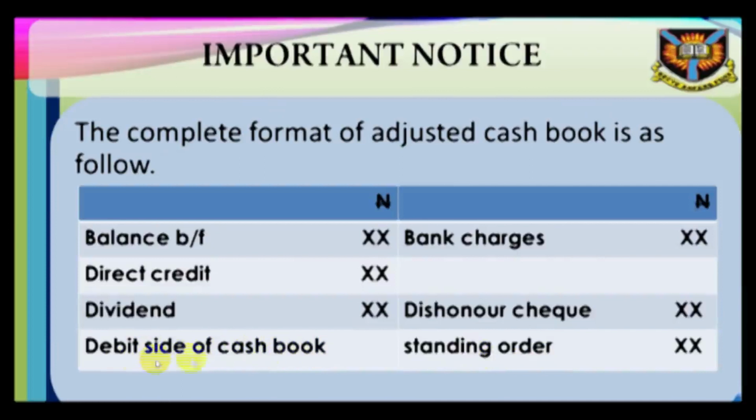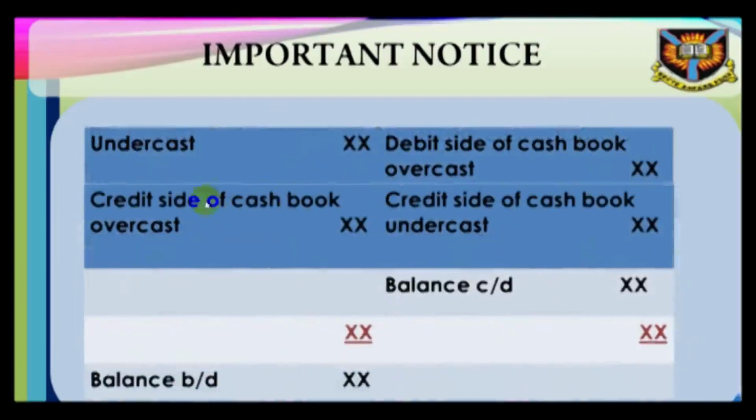Also on the debit side, we have debit side of cash book undercast, credit side of cash book overcast. And on the credit side, we have debit side of cash book overcast, standing order, credit side of cash book undercast, balance carried down, and then we have the balance brought down.